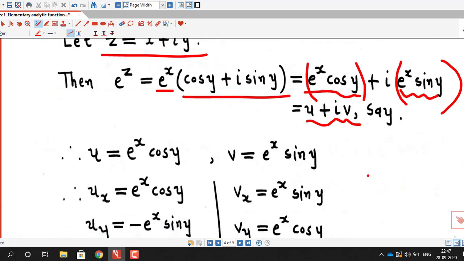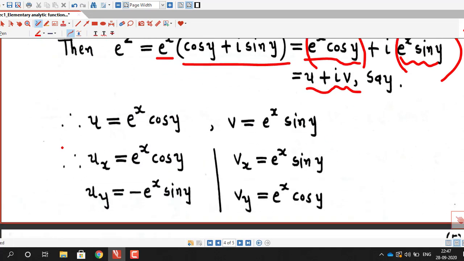So we find out the first order partial derivatives. Del u by del x is cos y as it is, derivative of e raised to x is e raised to x. Similarly, del u by del y is e raised to x as it is, derivative of cos y is minus sin y.